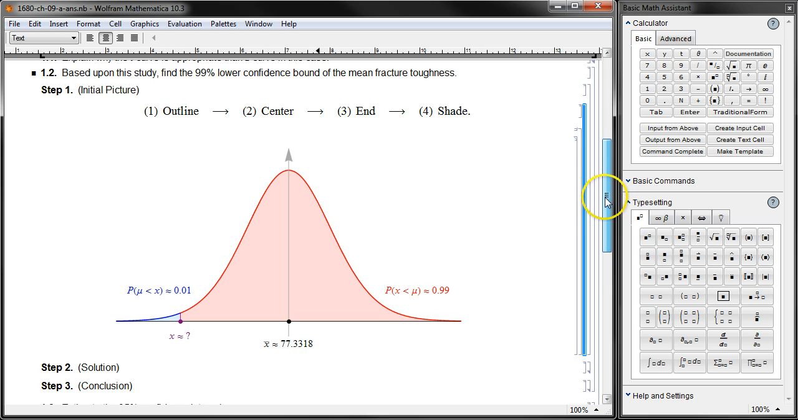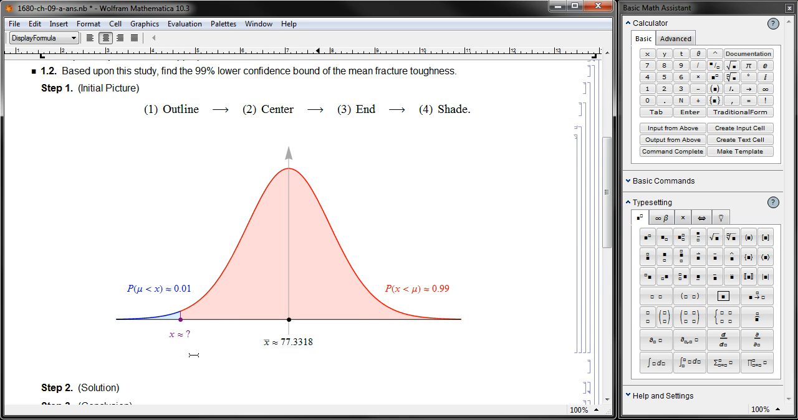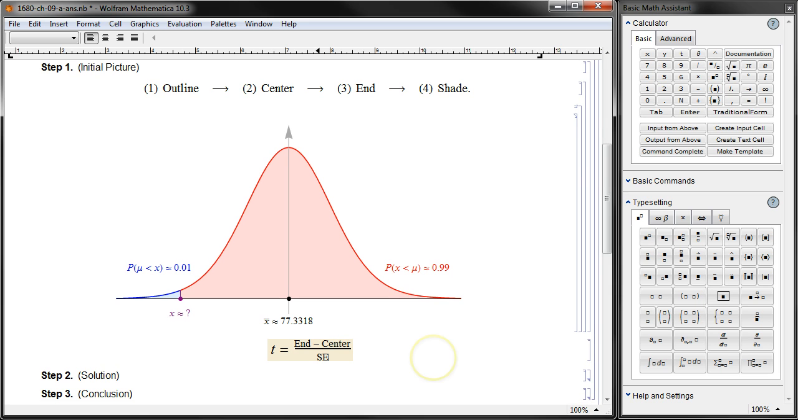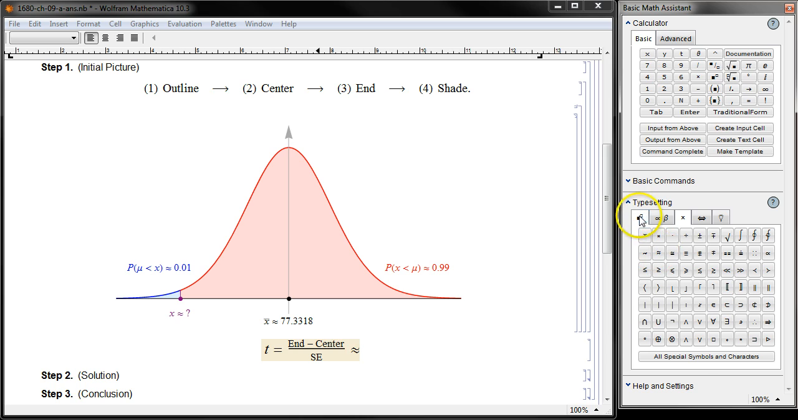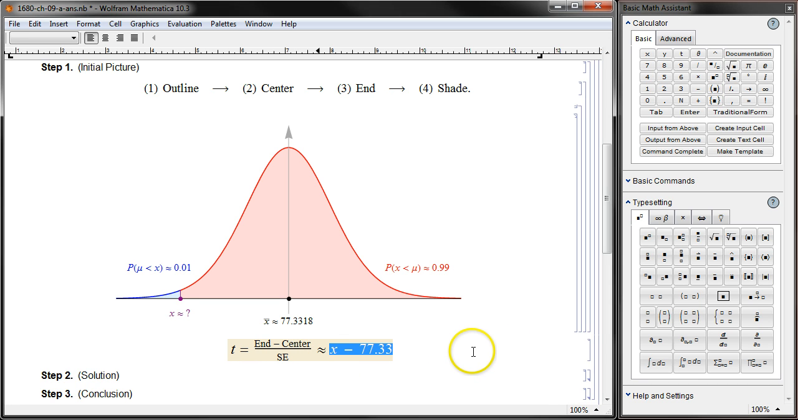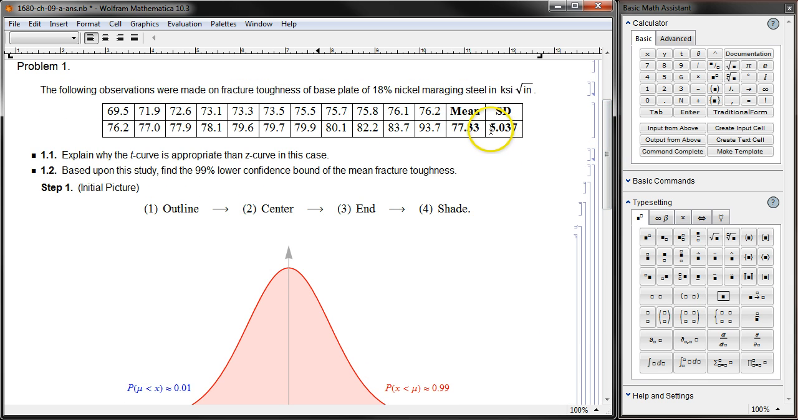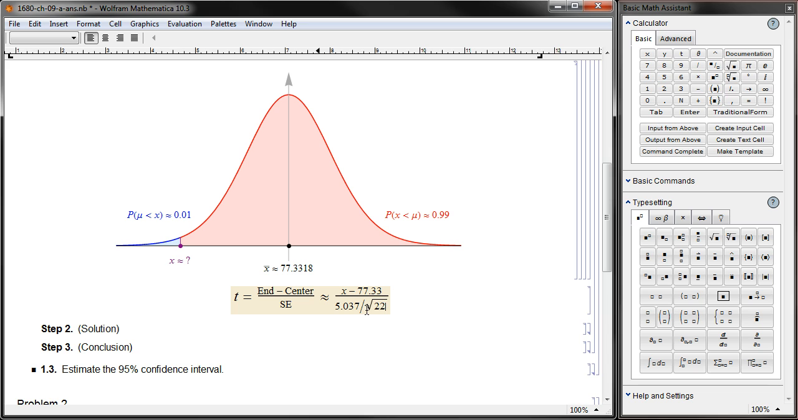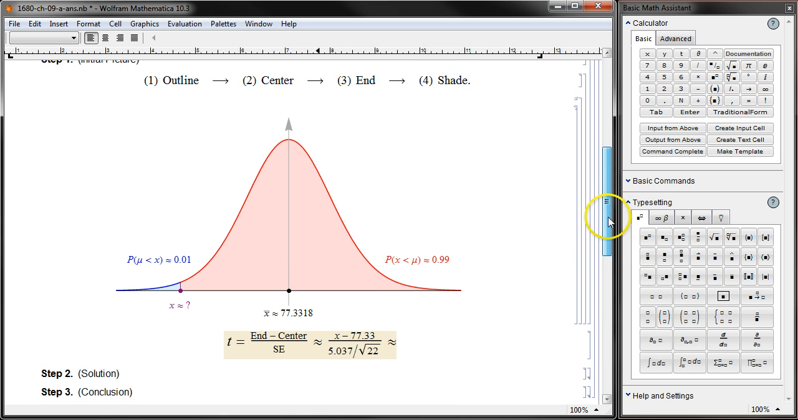Alright, now how do we use this picture to get this problem done? Here is typical method. T-score is end minus center over standard error, and in this particular case we have these approximate values. X we don't know, and 77.33 is the center, that's the sample mean. And what is SE? The sample standard deviation is 5.037, so 5.037 divided by square root of the sample size. Here we go. This is a T-score that we have to get, and you can look up the T-table to find out the T-score associated to 1% to the left and 99% to the right.